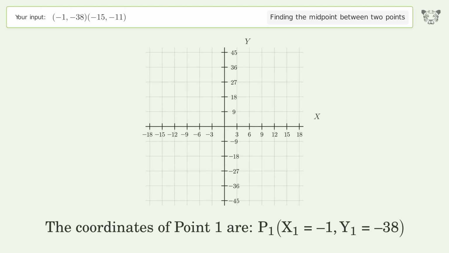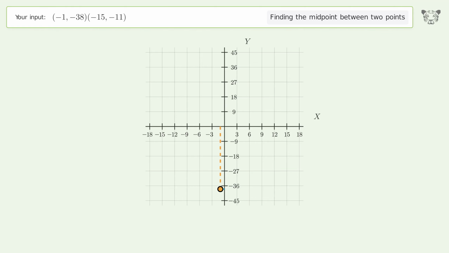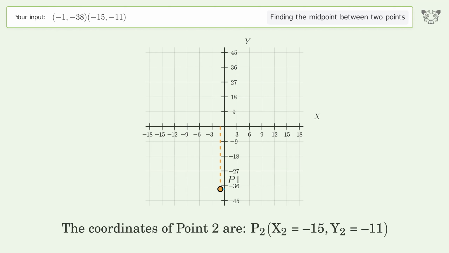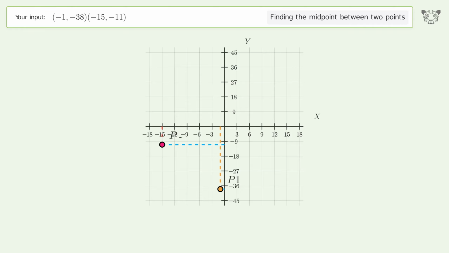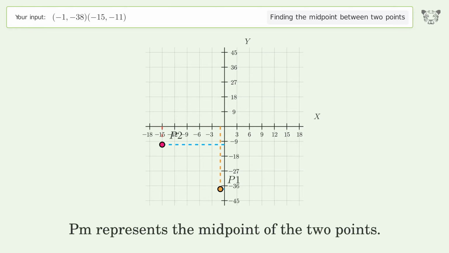The coordinates of point 1 are, x1 equals -1, y1 equals -38. The coordinates of point 2 are, x2 equals -15, y2 equals -11. PM represents the midpoint of the 2 points.